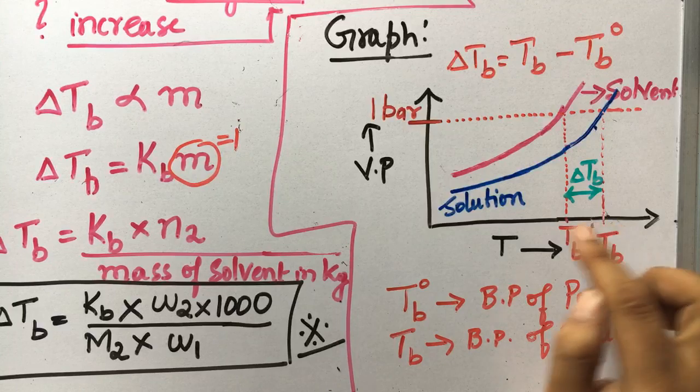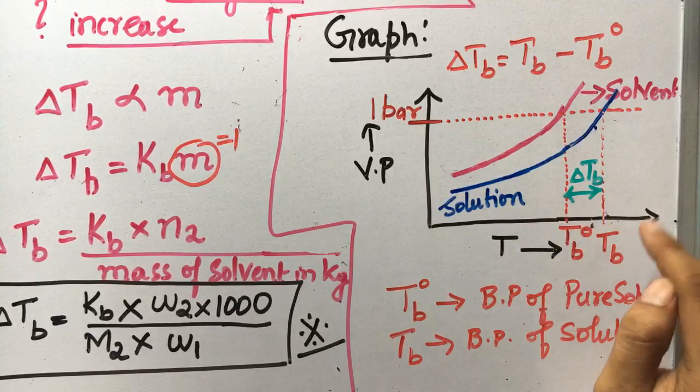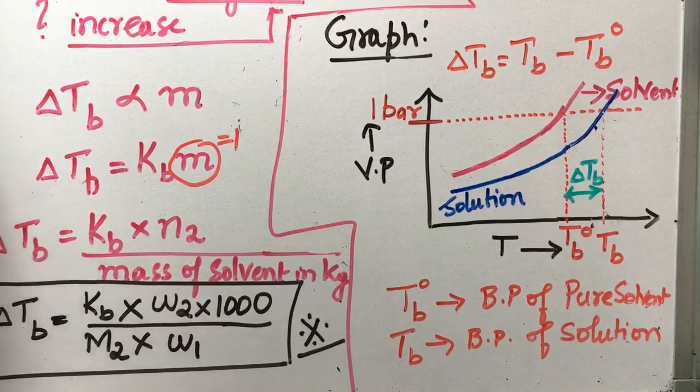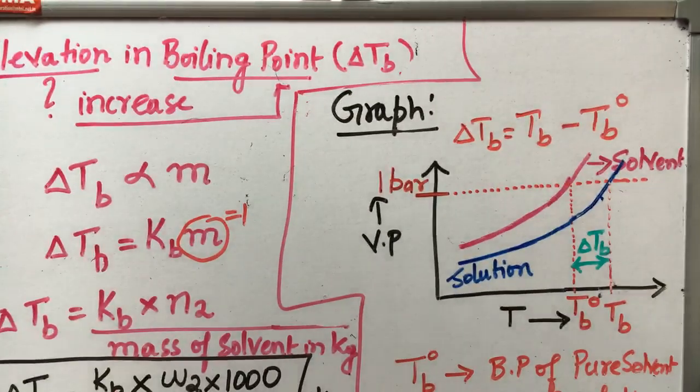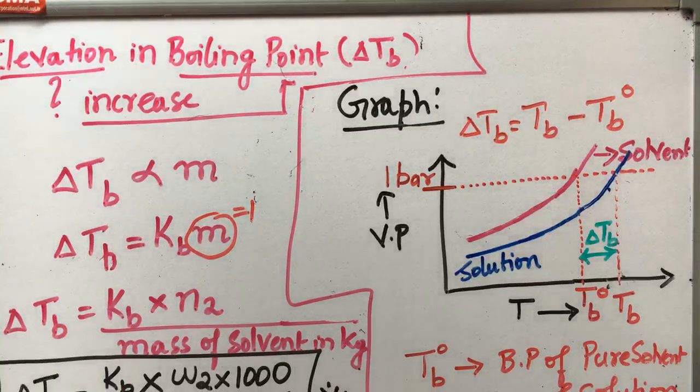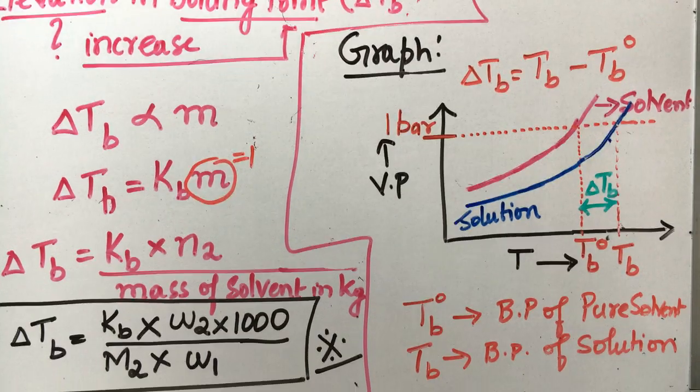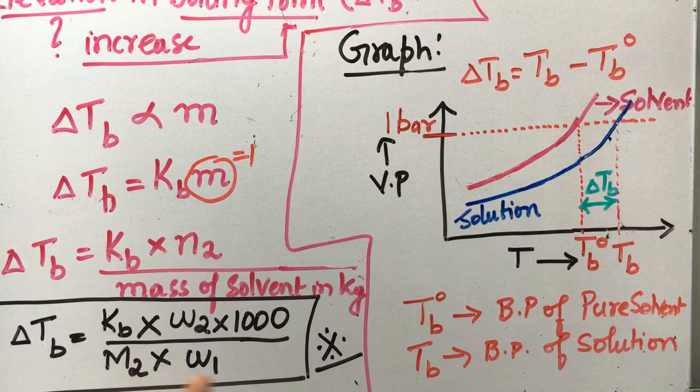So definitely the boiling point of the solution is more, and the boiling point of the solvent is less. That is why we have given the heading as elevation in the boiling point. This formula is very important, students. Delta TB is equal to Kb into W2 into 1000 divided by M2 into W1. 2 always stands for solute, 1 always stands for solvent. Capital letter M is for molar mass, small letter W is for the mass of the substance. Is it clear, students? Note down this formula.